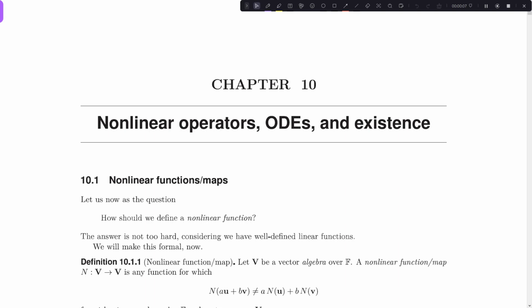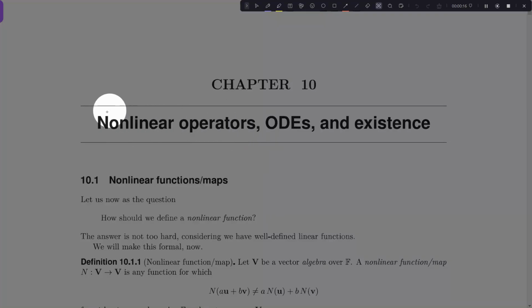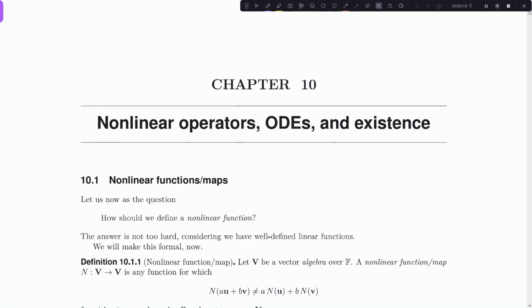Hello, hello, hello. So we're moving on to chapter 10, and this gets me pretty excited because I actually adore nonlinear ODEs. This is really one of my passions when it comes to mathematics. It's just like nonlinear dynamics in general. They fascinate me, and I spend a lot of my free time trying to figure out some new properties of these. So I'm really excited to be talking about these.